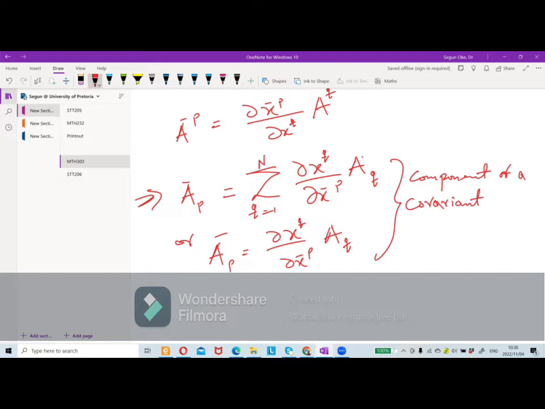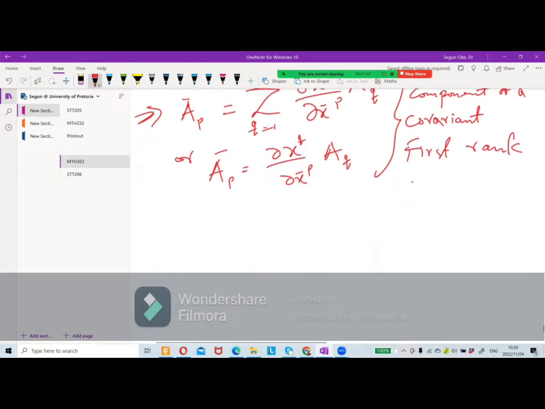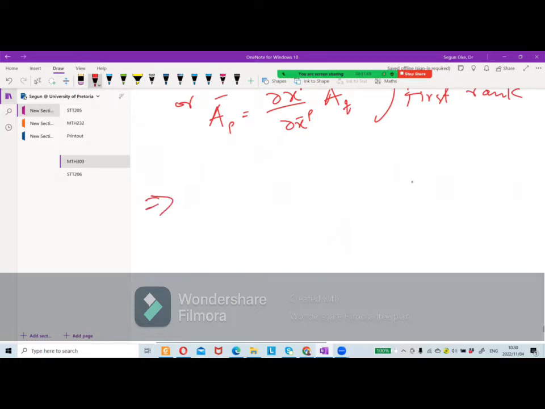So they can also ask us, what about when you have another way of writing it in the second rank? What about this, the first rank? Don't forget, first rank. In the second rank, what happened? Let's look at it.